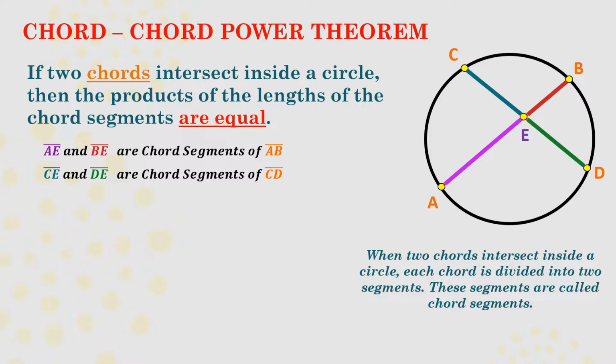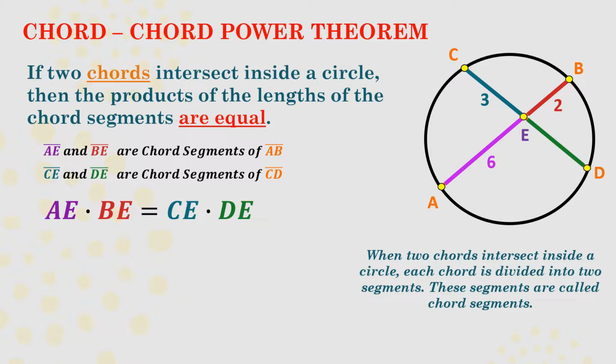According to the theorem, the products of the lengths of the chord segments are equal. Therefore, we will have the measure of segment AE times the measure of segment BE, which are the chord segments of chord AB, is equal to the measure of segment CE times the measure of segment DE, which are the chord segments of chord CD. So how do we use the theorem?